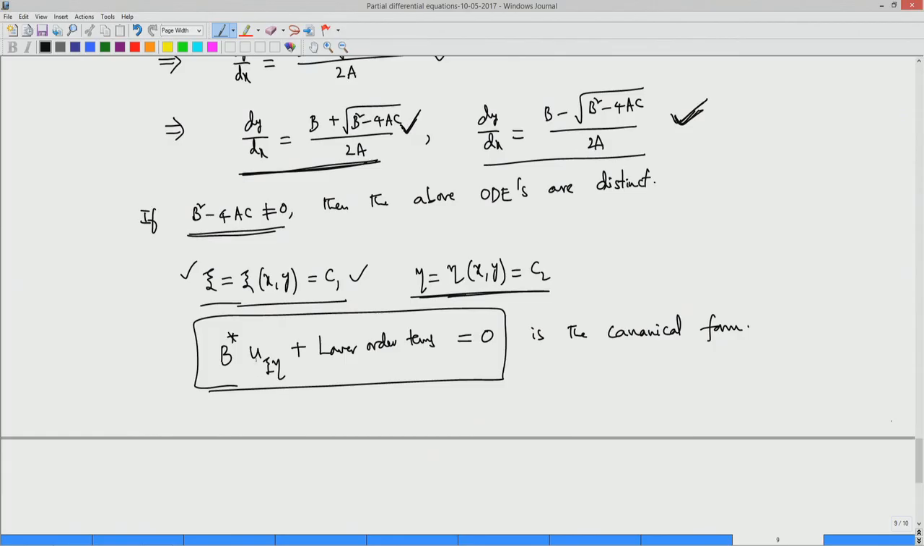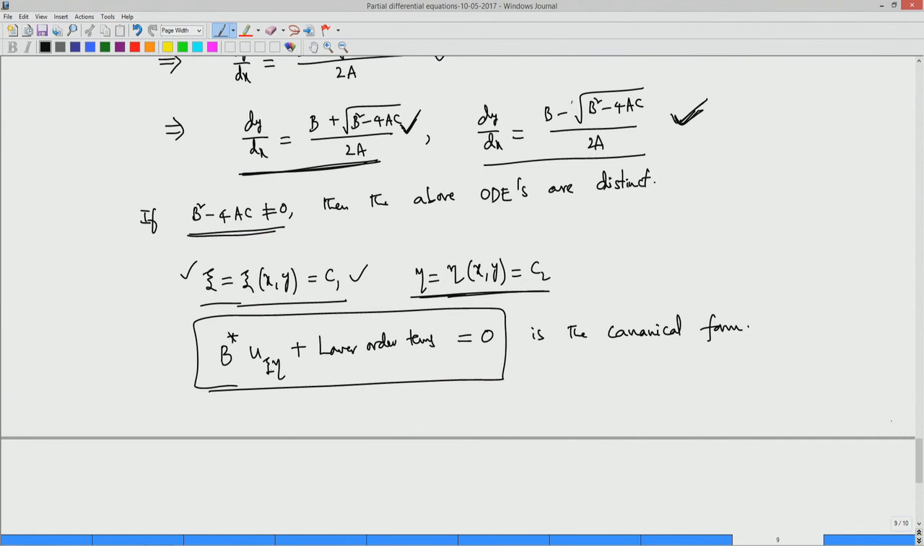In that case what you get is that xi and eta are real variables, real functions. So in that case it is a hyperbolic equation. If b square minus 4ac is negative, xi and eta will be complex functions. So in terms of those complex functions, you write u as a function of xi and eta.